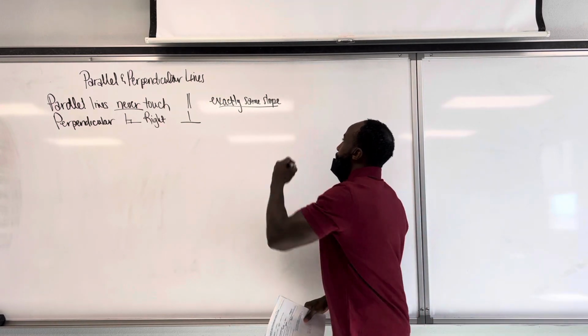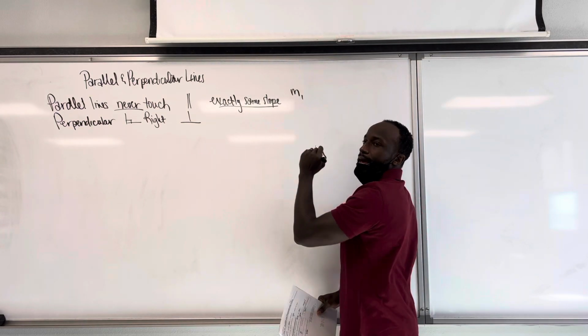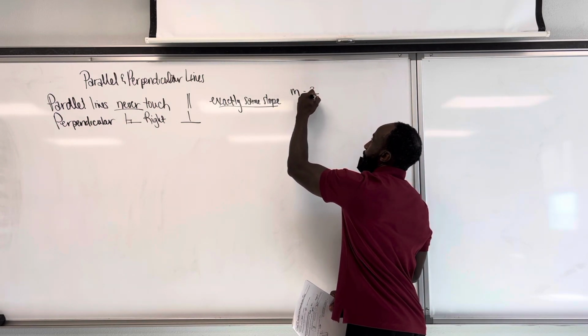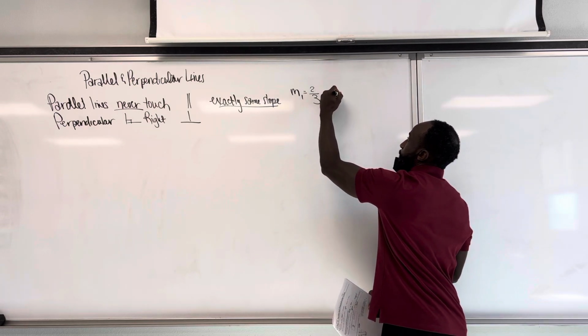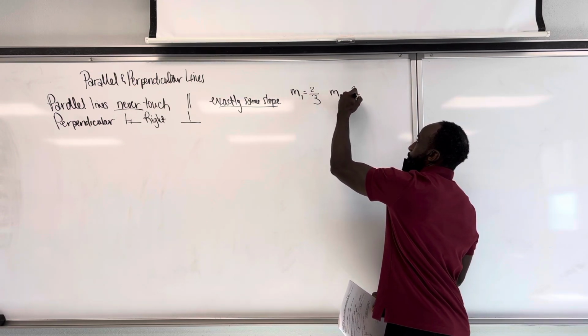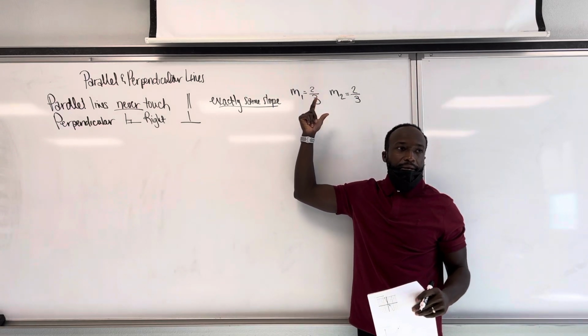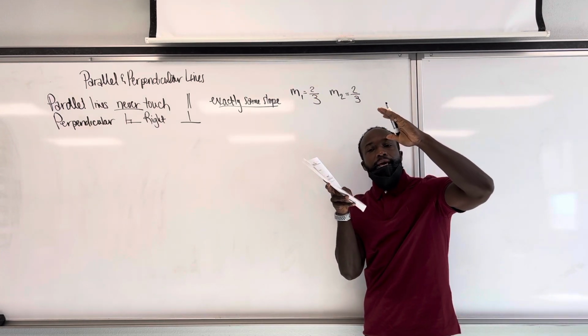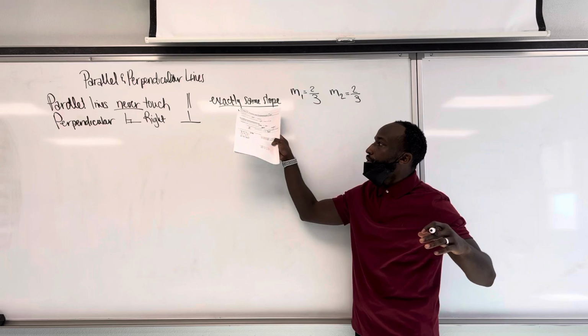So, if one line has a slope of 2/3, the other line is also going to have a slope of 2/3. That means they're parallel. They're moving in the same direction and they're never going to touch.